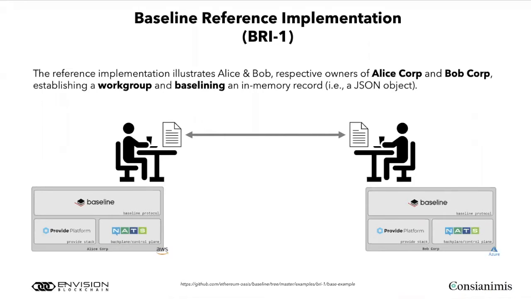Essentially, what they want to do is baseline an in-memory record. Let's just keep things very simple. There's a document that the two companies want to maintain in a state of consistency. Remember that screen I was showing you at the beginning, with the SAP system, the Salesforce system, et cetera, and then the baseline stack part of it? So this is what a stack of that would look like. There's the baseline stack, there's the Provide platform stack, and this is now sitting in Alice Corp's cloud of choice. They may be an AWS customer, whereas Bob Corp over here might be an Azure customer.